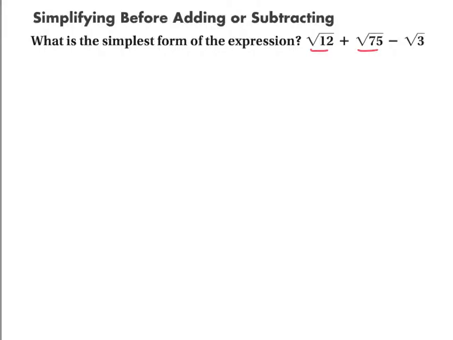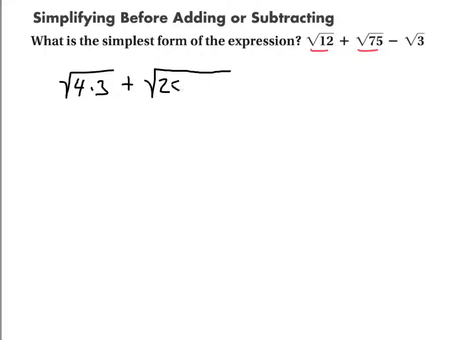I can't do that, so I have to simplify them first to find out if I even can add these guys together. Okay? So let's see how that works. We have the square root of 12. 4 and 3. So the biggest perfect square that comes out of 12 is 4. So we have the square root of 4 times 3. Very good. Now square root of 75.